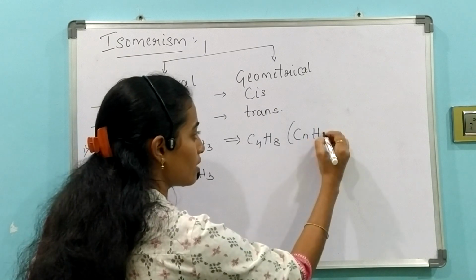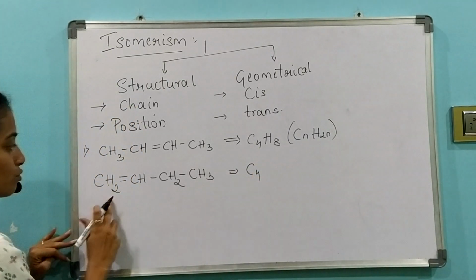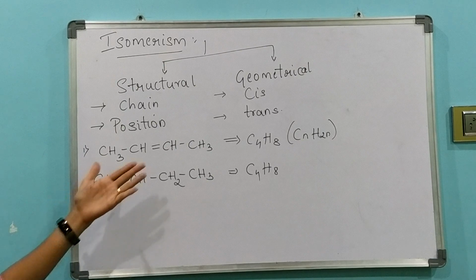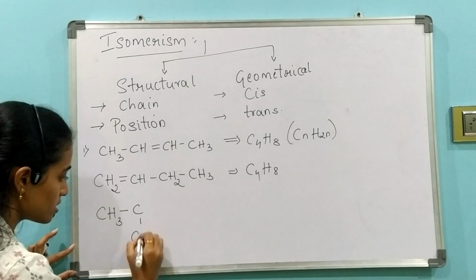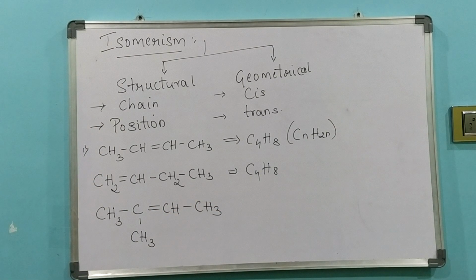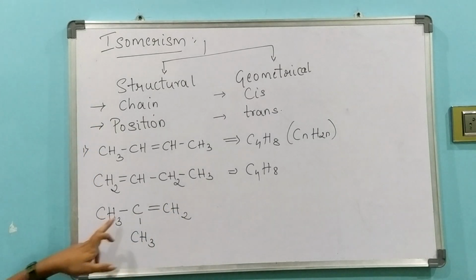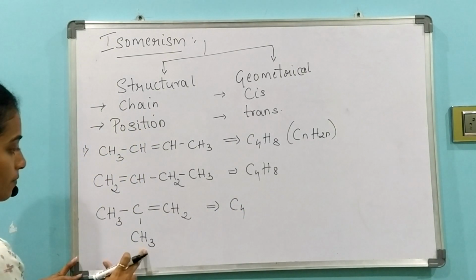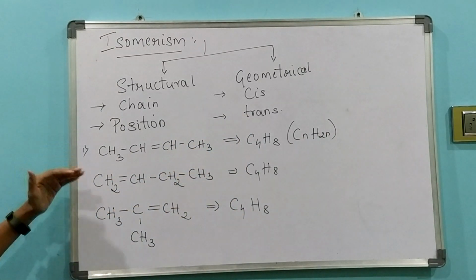CnH2n is the general formula for alkenes, therefore you got C4H8. Try to calculate here again: C4, and 8 hydrogens. It is also C4H8. I have written the same chemical formula but just changed the structural arrangement. Can I write it again like this? CH3, CH3 double bond CH, CH3. Did I go wrong? Yes, it is CH2. Carbon 1, 2, 3, 4. Calculate the hydrogens: 8. C4H8.